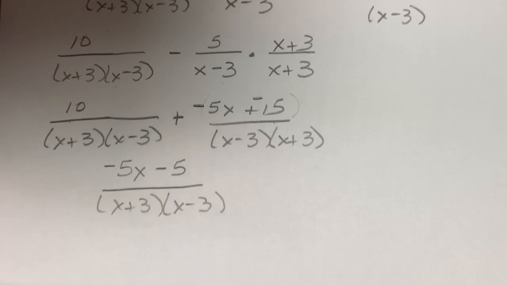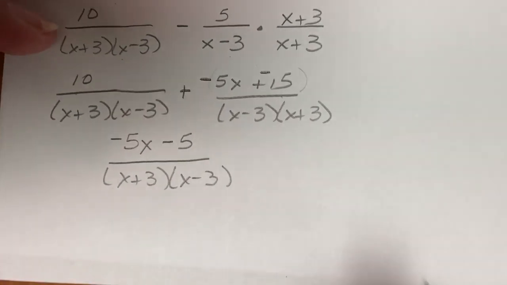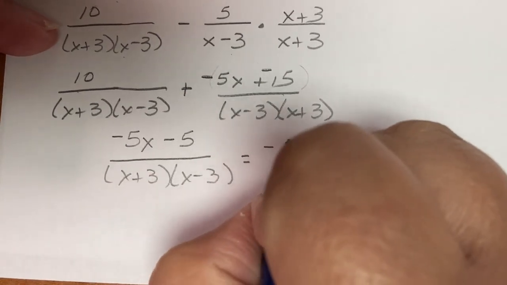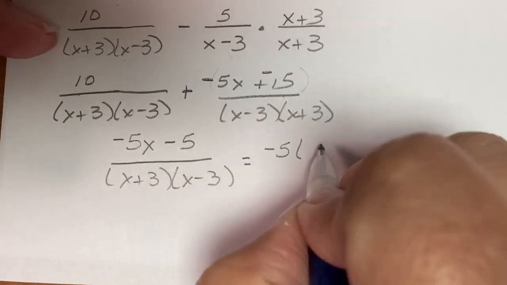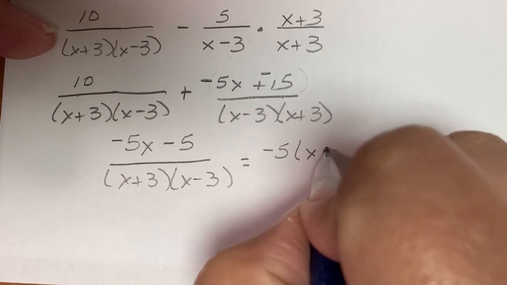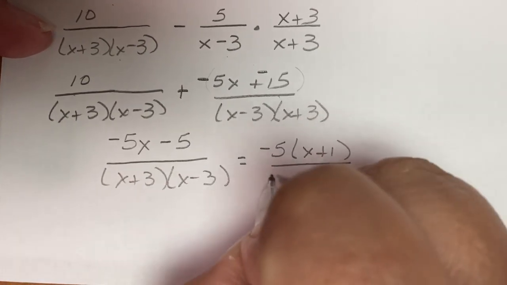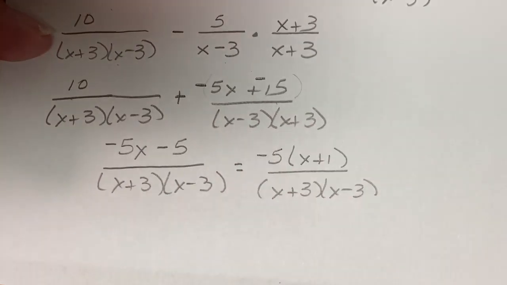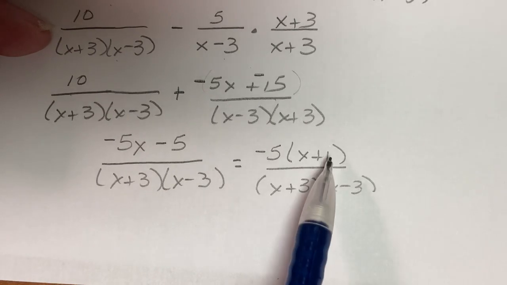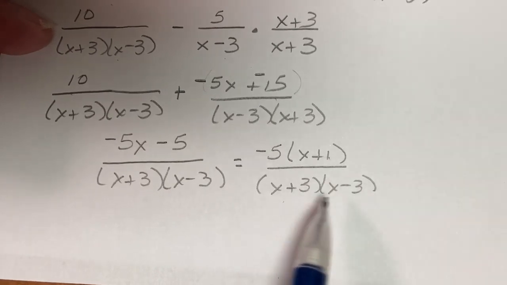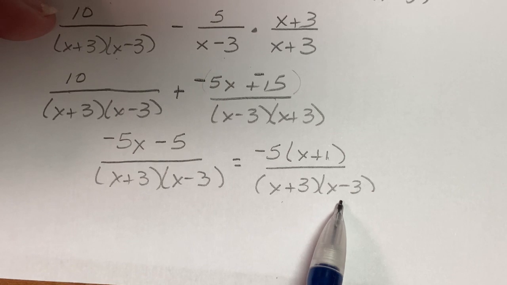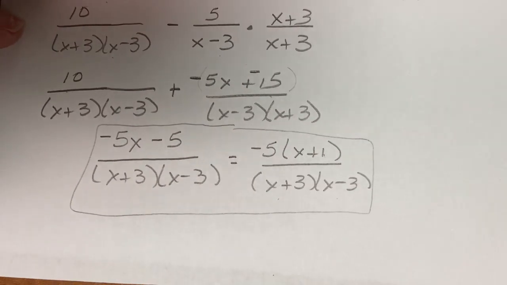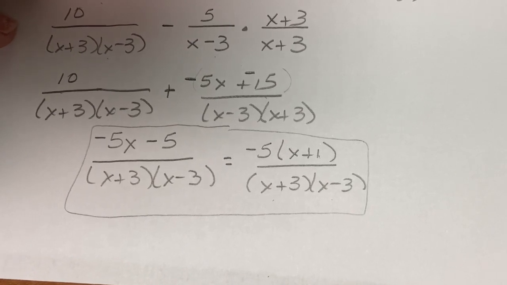So, does this reduce? Well, I can factor a negative 5 out of the top. So let's go ahead and do that. If I factor a negative 5, that's going to give me a positive x plus 1. Is that going to help me at all? Does this factor cancel with either of those? It doesn't. So I would accept either one of those answers as your final answer. All right, and we're going to go over to part 2.